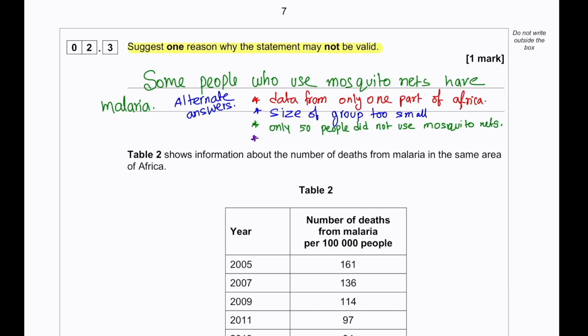Guys, all of those points that I have mentioned, I will mention them in the answers. However, this is the best answer that you can write, which is: some people who use mosquito nets have malaria.